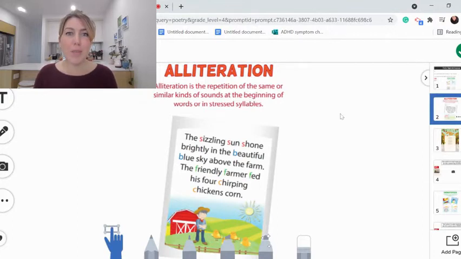Alliteration is the repetition of the same or similar kinds of sounds at the beginning of words or stressed syllables. Now you can see here on the poster, the sizzling sun shone brightly in the beautiful blue sky. It's that repetition of that same sound in the same color there, beautiful blue. Have a look here in green. The friendly farmer fed. See how that F sound is repeated 3 times? That's alliteration. Here's another one. Here's for chirping chickens. The ch sound is repeated in the line there. So it's the repetition of the similar kinds of sounds at the beginning of words.